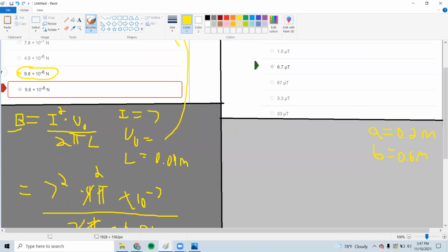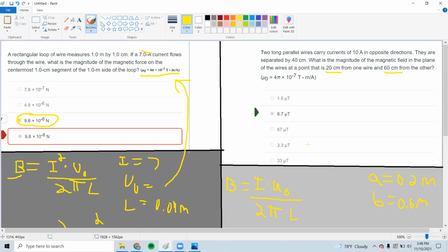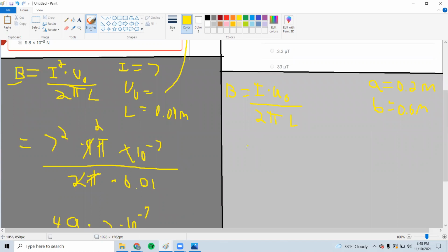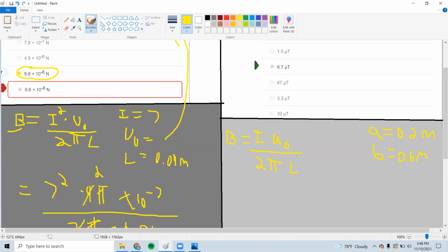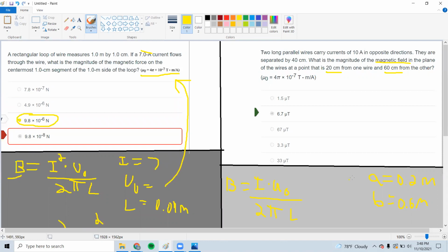So from there, we're just going to follow a very similar formula to what we used for the previous question, which is B equals the current times the magnetic constant divided by 2 pi times the length. Since we're looking for the magnitude of the magnetic field, we're going to go ahead with this formula. If we first just plug in all of our values, we would run into a problem because we're actually given two of these length values, as you can see.